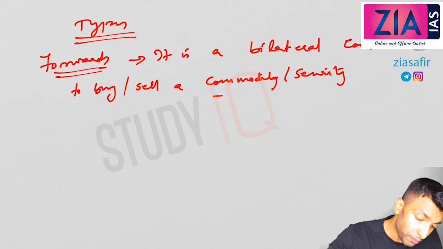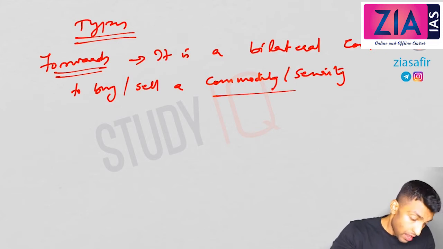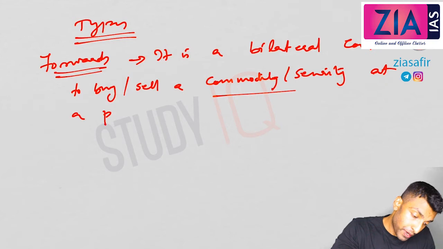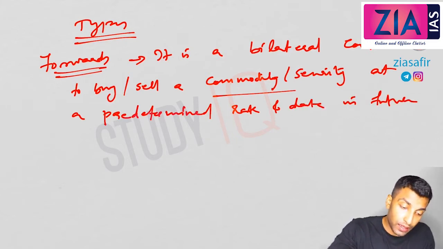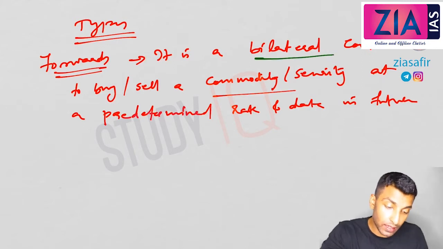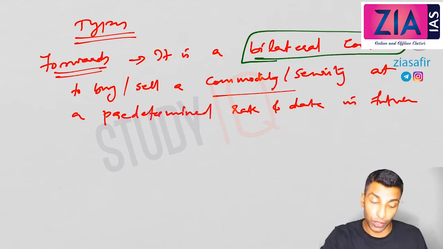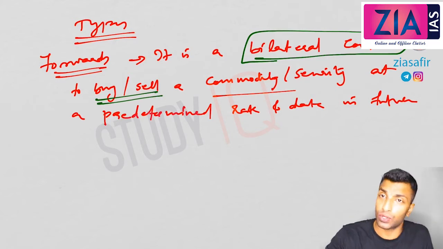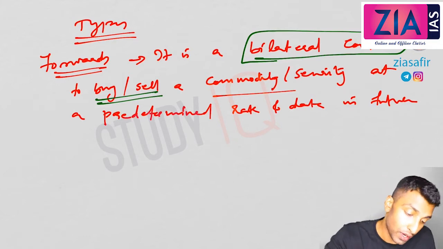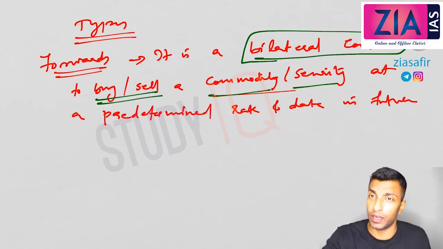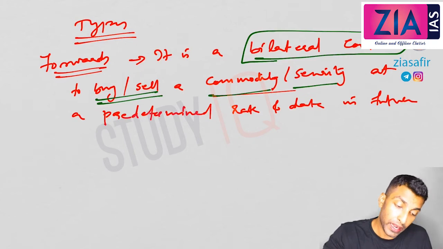Okay, to buy or sell a commodity at a predetermined rate and date in future. See here, what you need to understand is it's a bilateral contract. It is between two people, to buy or sell. So one party will agree to buy in future, one party will agree to sell in future. It can be a commodity, it can be a security. At a predetermined rate and date in future.